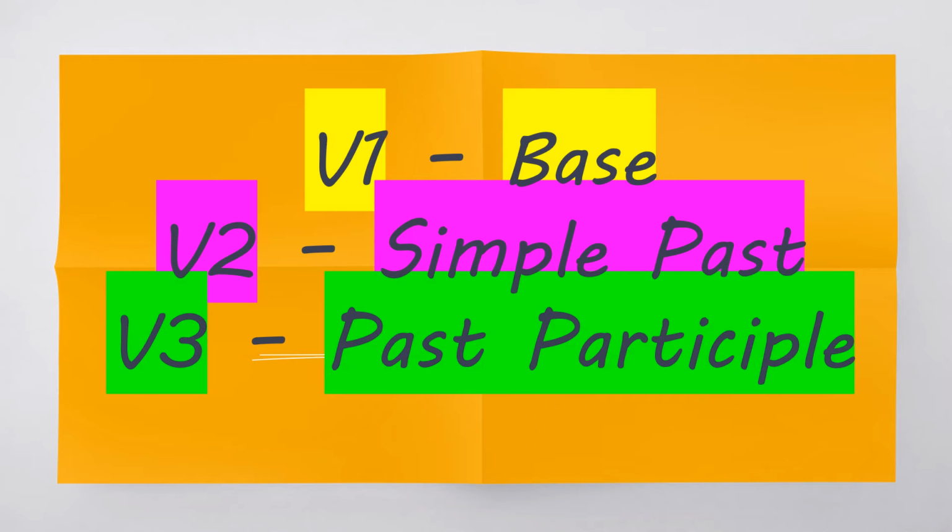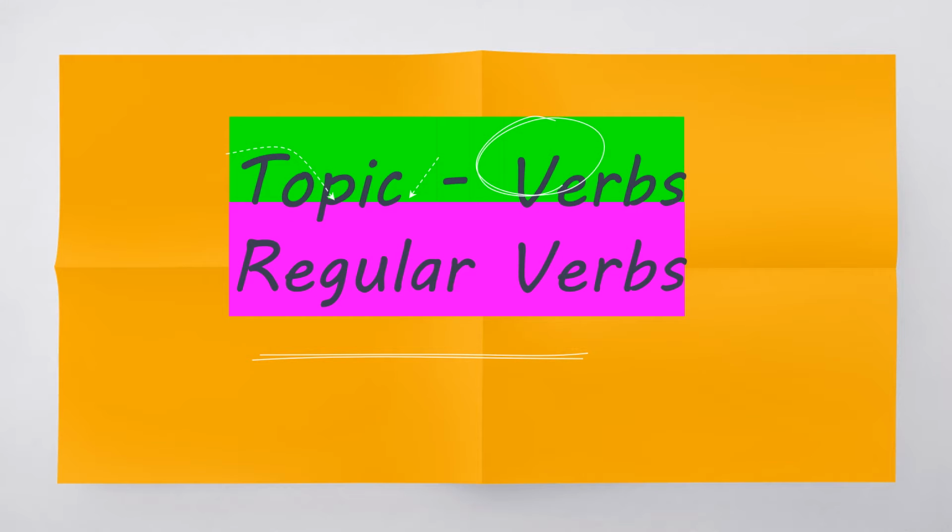Now before moving further, it is important for us to understand these three terms: V1, V2 and V3. Here, V1 is the base form of the verb, V2 is the simple past form of the verb, and V3 is past participle. Let us now begin with regular verbs.